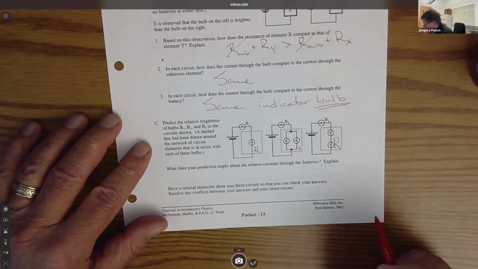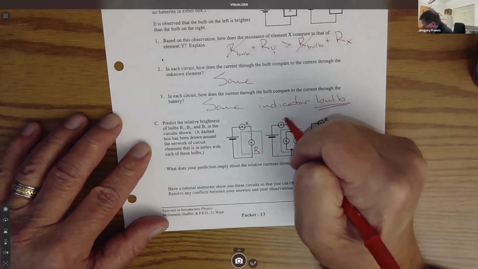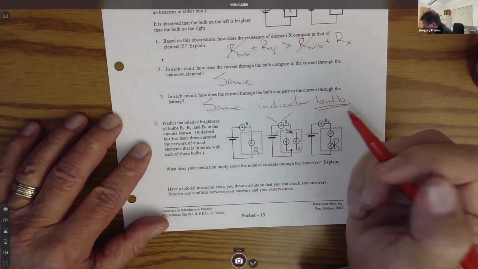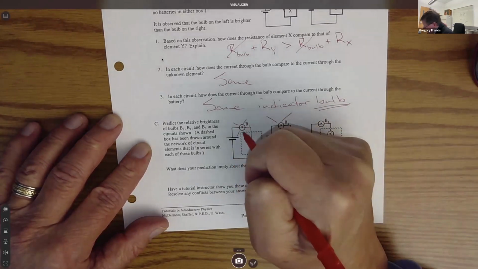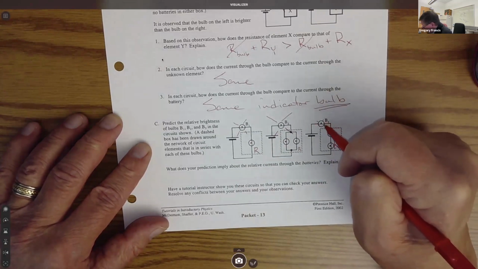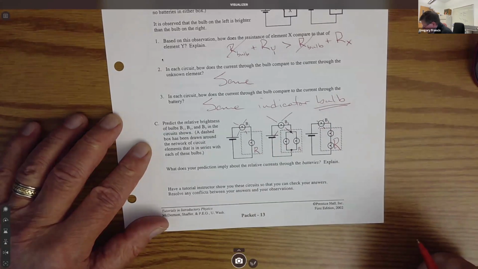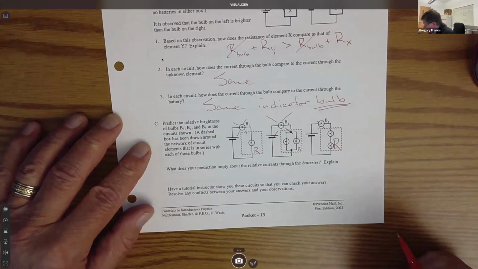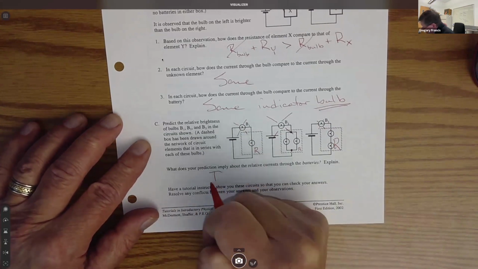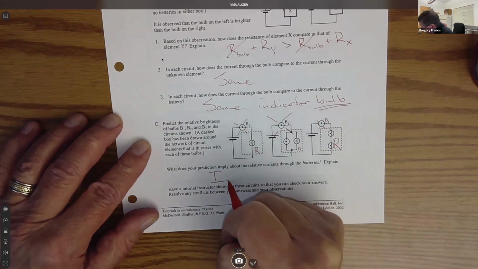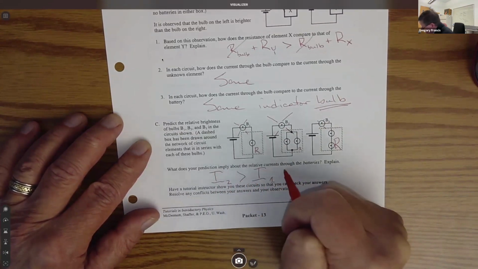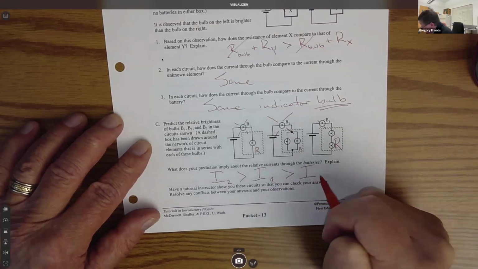And so based on that, I would predict that two is going to be the brightest bulb and that one is going to be the second brightest bulb and that three is just going to be dim if we can see it light at all. And what does our prediction imply about the relative currents through the batteries? Well, that means that the current through the second battery is going to be greater than the current through the first battery and greater than the current through the third battery.